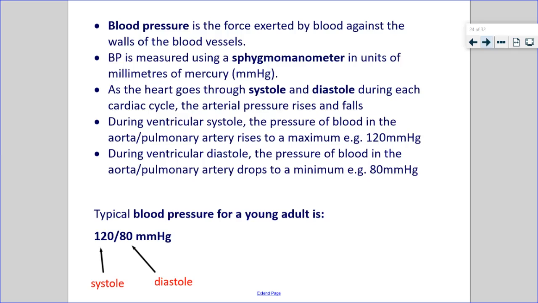So the average blood pressure of a young adult like myself is 120/80. So 120 being systole, when the heart is contracting and the pressure is higher, and 80 when the heart is relaxing and the pressure is a little bit lower.